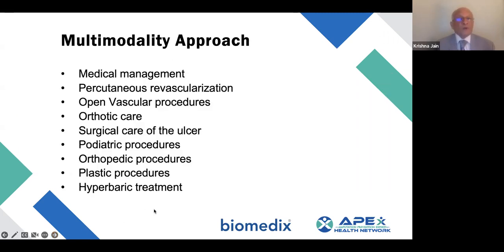So the multimodality approach includes the medical management, percutaneous revascularization, open vascular procedures, orthotic care, surgical care of the ulcer, podiatric procedures, orthopedic procedures, plastic procedures, hyperbaric treatment. It takes all these specialists to take care of the patients.